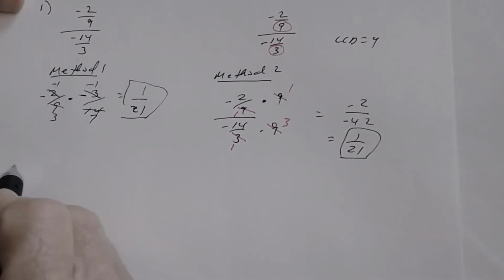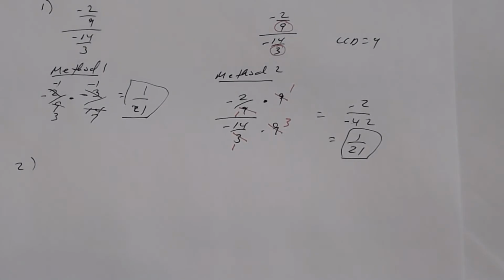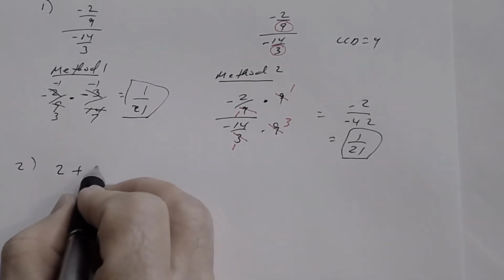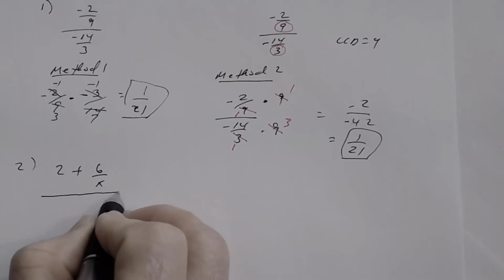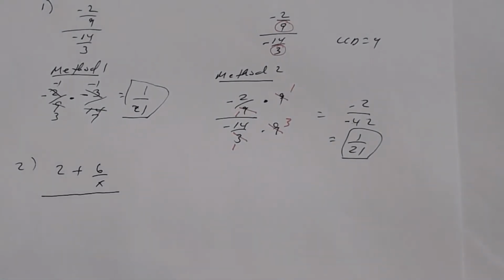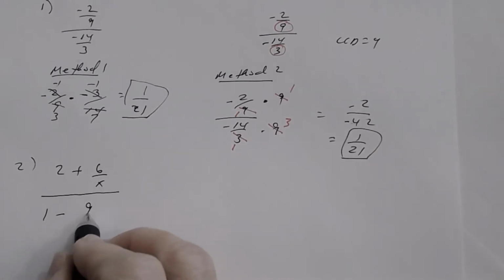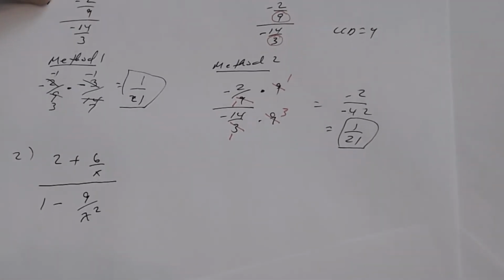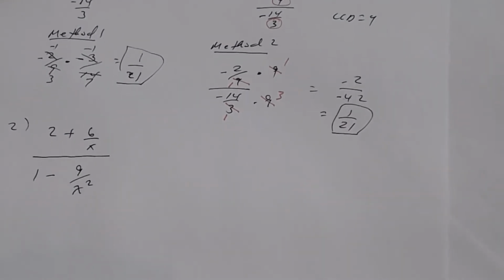So number 2, let's suppose we had 2 plus 6 divided by x, and that's being divided by, let's say, 1 minus 9 divided by x squared. Okay? And so let's do method 1 first. We're going to do both methods just to give you an idea of how to deal with this.